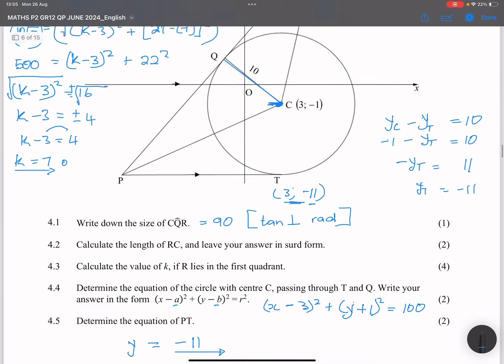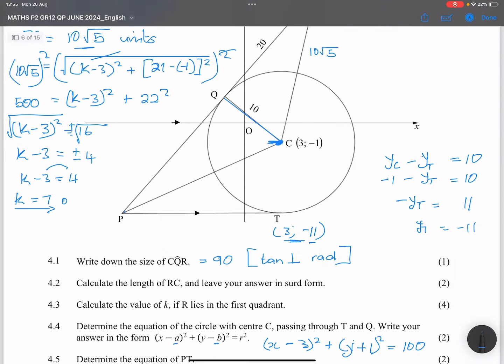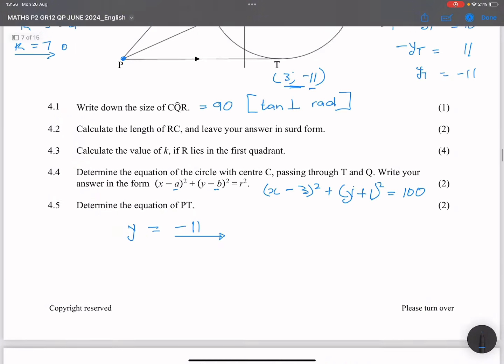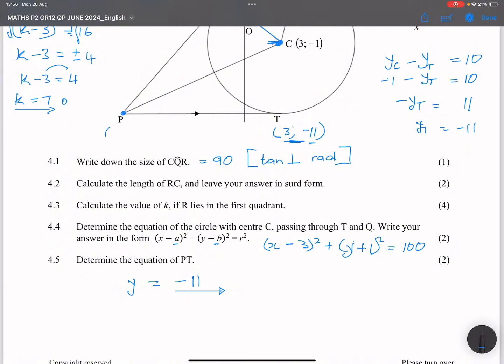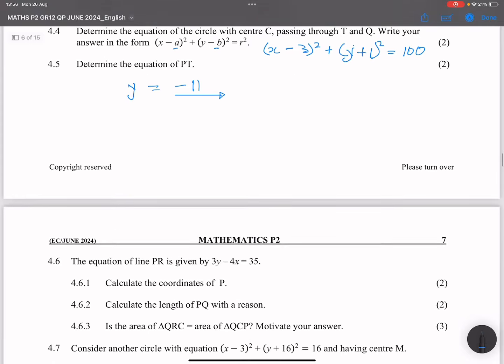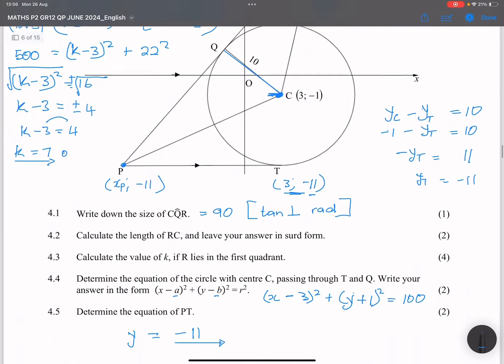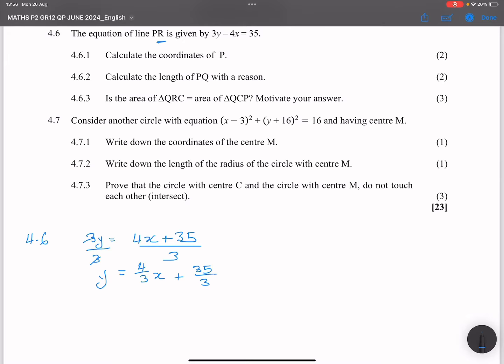Now they said we need to find the coordinates of P. I want you to note, if this is a horizontal line, I already know that the y value at P is negative 11. But I also know that P is on the line PR. So PR is that line there. It also passes through P. So we are looking for the x value at P when y is negative 11. So I'm simply going to look for the x value when y is equal to negative 11.